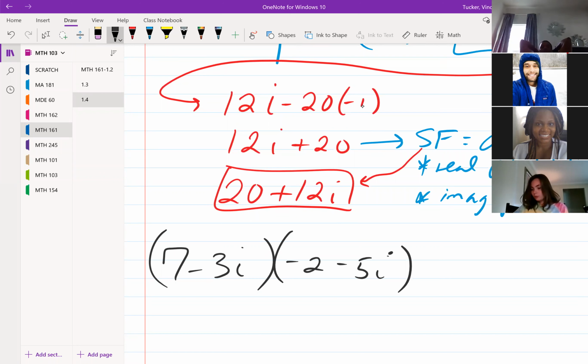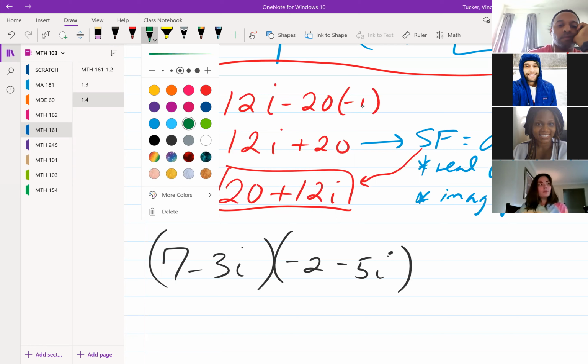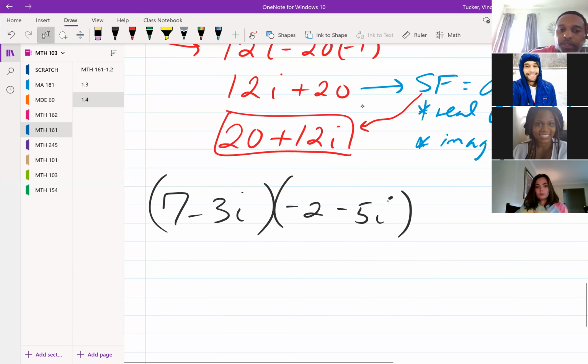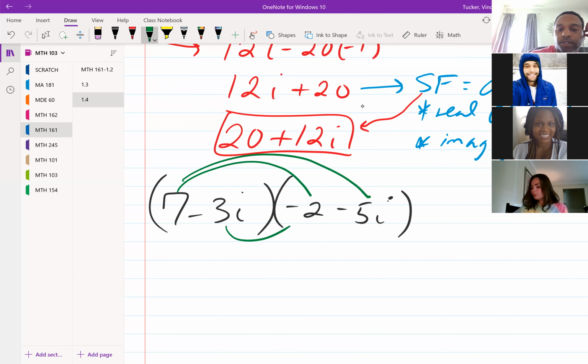All right, so here we have 7 minus 3i times negative 2 minus 5i. So we do a binomial distribution or FOIL, whichever way you like to look at it. We're going to take each term that's in our first parentheses and multiply it to each term in the second parentheses.